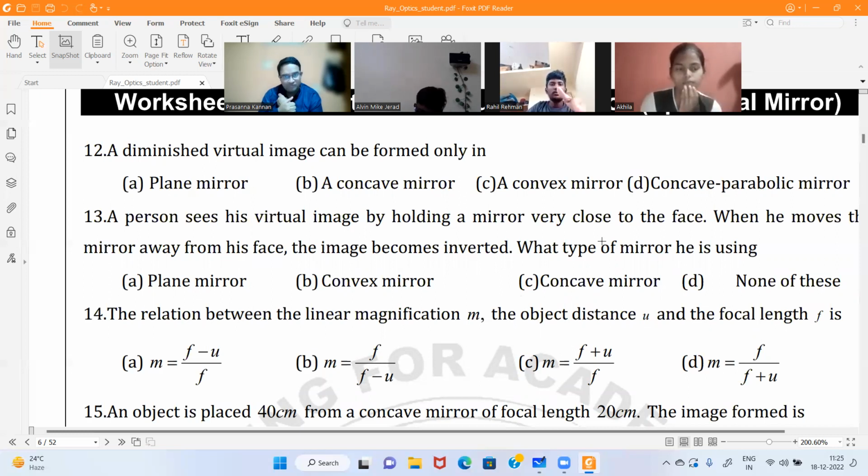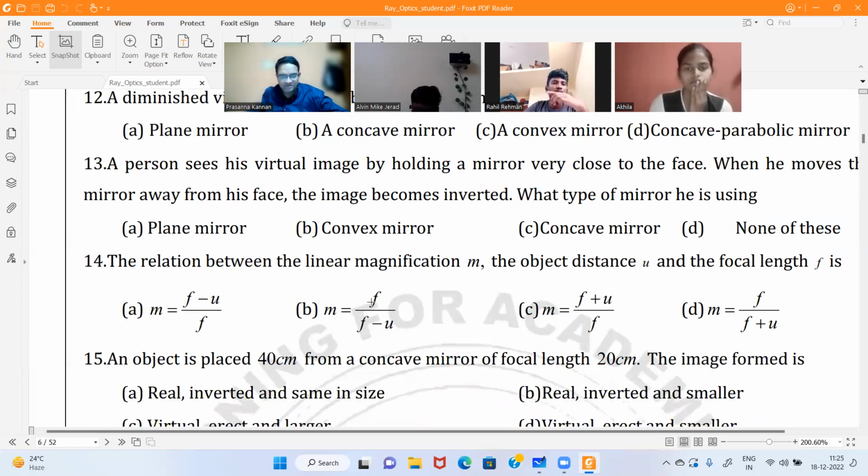Focus and pole, very little distance, right? Then if you move it further, that means the object is placed at the focus and beyond. So when you do that, immediately the image will be inverted. Exactly. Okay, good. So the mirror used is a concave mirror. Clear? Yes, sir. Next.